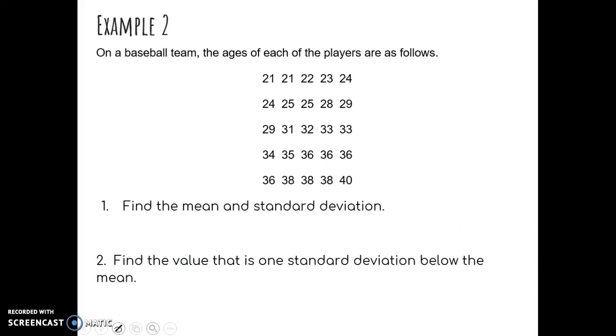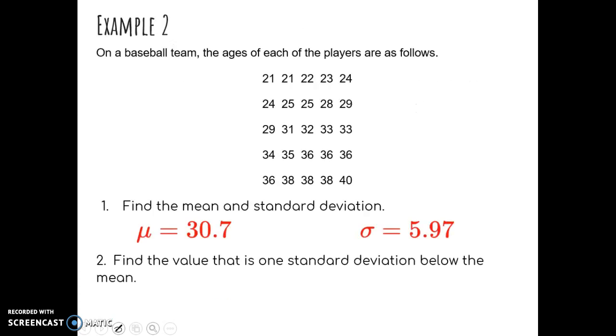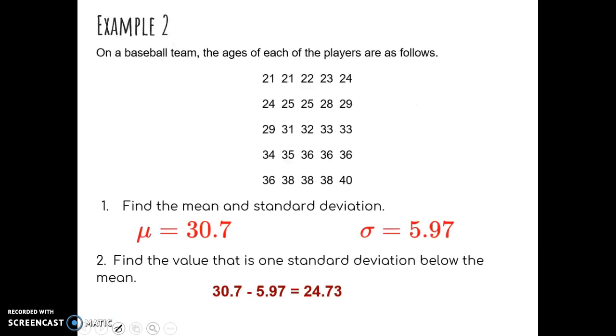So we're going to skip this example here. All right, let's skip to example 3. In the baseball team age data set from a previous example, we'll just say that. I think there's the data right there. Okay. It says find the z-scores that correspond to the following ages, 26 and 32.